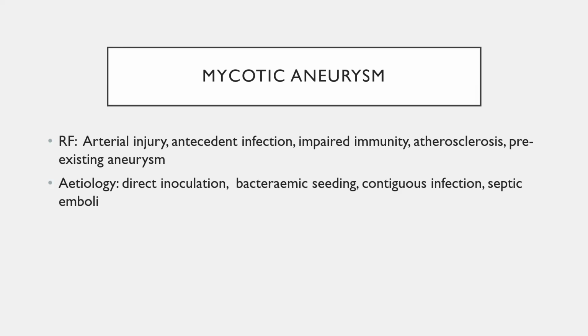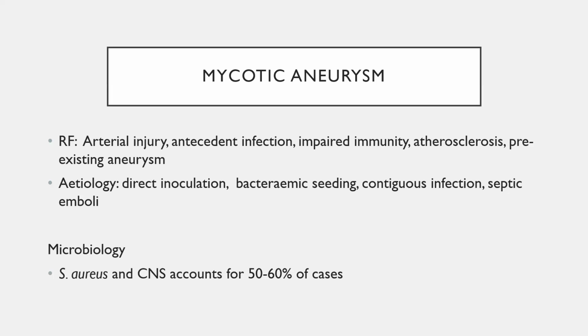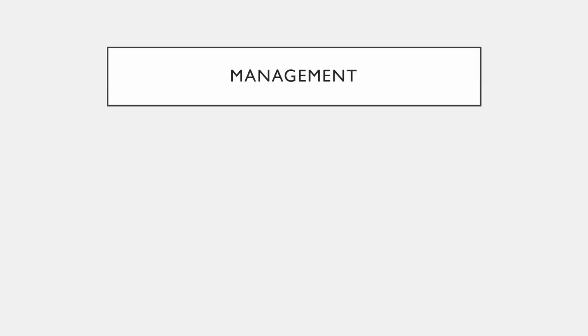So in terms of the etiology of mycotic aneurysms, it can happen from direct inoculation or bacteremic seeding, contiguous infection, or even from septic emboli. That would be in the case of infective endocarditis. And in terms of the microbiology, Staph aureus and coagulase negative staphylococci account for the majority of cases, with the gram negatives, which would include non-typhoidal Salmonella, accounting for about 30 to 40% of the cases.